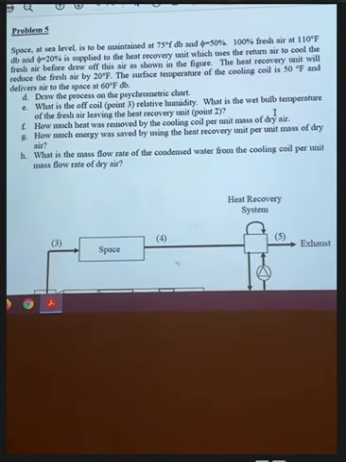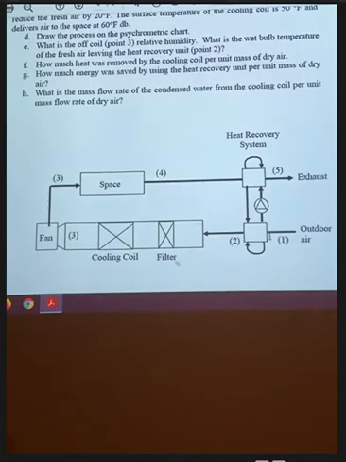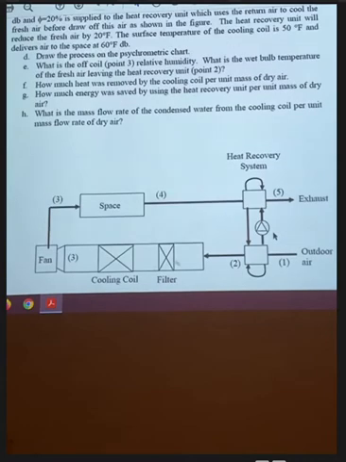So the fresh air is going through a heat recovery unit, which uses the return air to cool the fresh air before it is drawn off, as shown in the figure. So we have fresh air coming, it goes through heat recovery, and then it leaves at a lower temperature, then it goes to the air handling unit. So we are using the cold exhaust air in order to cool down the fresh air so that you can save some energy. The surface temperature of the cooling coil is equal to 50 Fahrenheit and it delivers air to the space at 60 Fahrenheit.